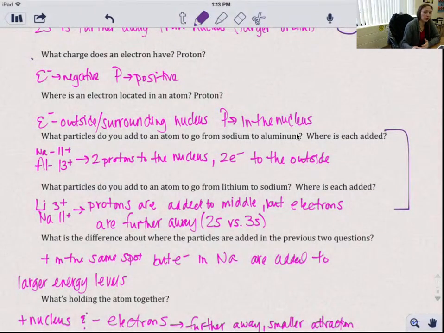The same thing goes from lithium to sodium. Lithium has 3 electrons. Sodium has 11 electrons. Again, protons are being added to the middle, electrons to the outside, but the big difference here is that last sentence. The lithium electrons are closer than the sodium electrons, because I'm dealing with a 3s versus a 2s. 3 is bigger, so sodium's electrons on the end should be farther away. That's the following question that asks what's the difference between the two. Protons are in the same spot, but electrons in sodium are added to larger energy levels. A 3 versus a 2, further away.